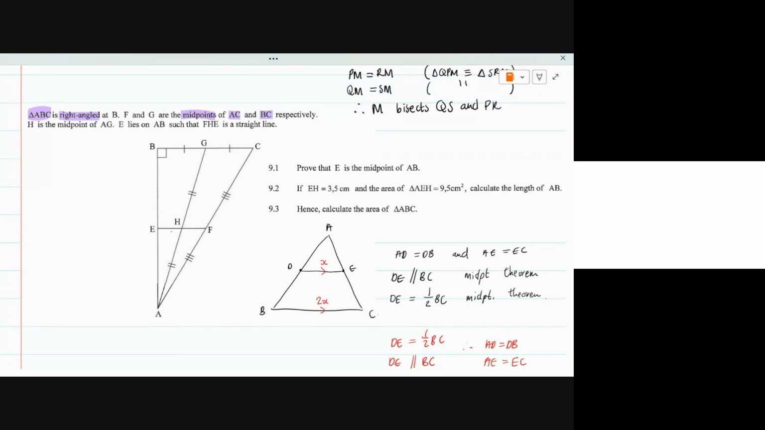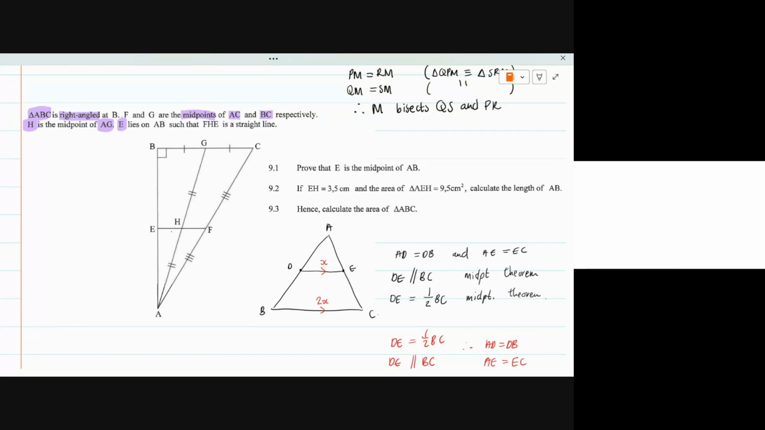So they've told us that F and G are midpoints. That's quite helpful because we already know what we can use in order to prove a couple of things. Then we know H is the midpoint of AG. So H is also a midpoint of a line AG. E lies on AB such that FHE is a straight line. So we know that the point E still makes this a straight line. That is actually very important information as we go.